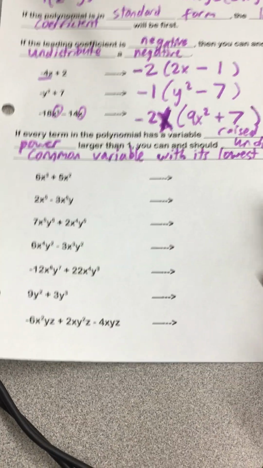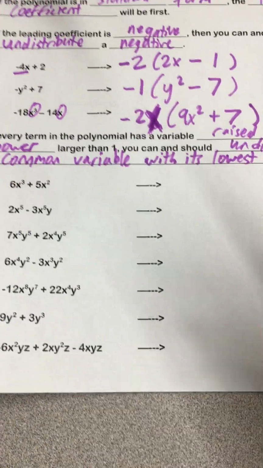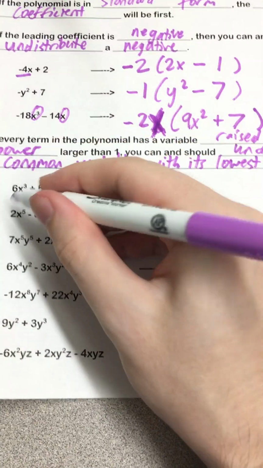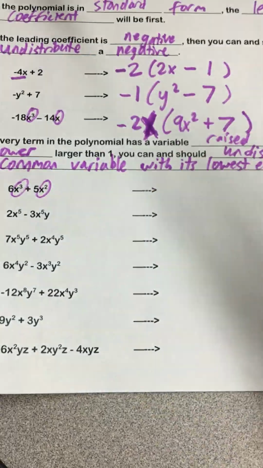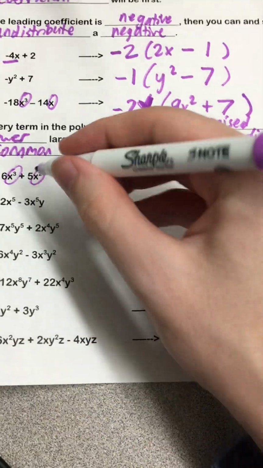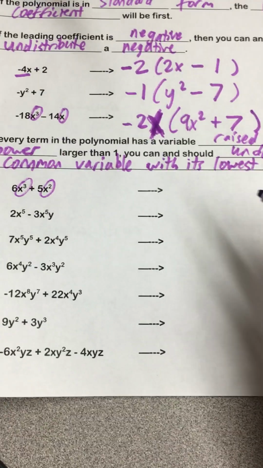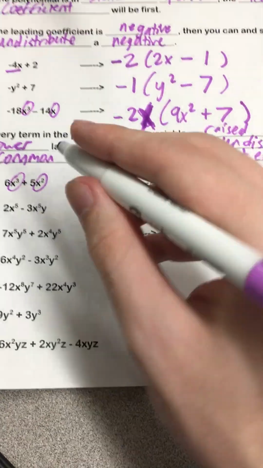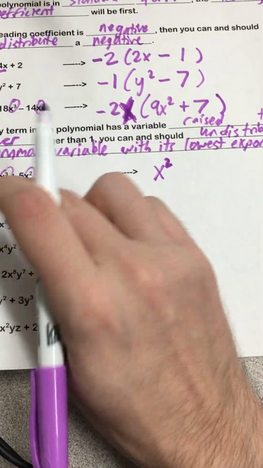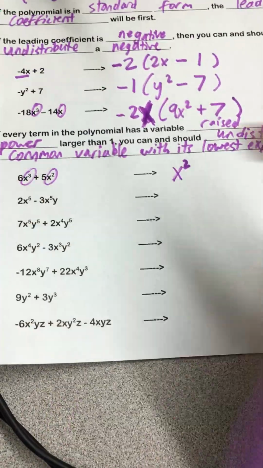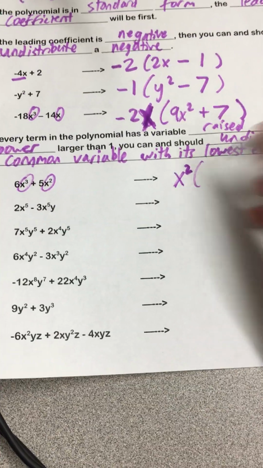And let me do the first one, and hopefully it'll explain why we use the lowest exponent. So here we have 6x cubed plus 5x squared. The common variable is just x, and the lowest exponent on it is squared. So what we can pull out as our GCF is x squared. Now keep in mind I only have to pull out x squared because there are no common factors between 6 and 5. So x squared is our GCF.